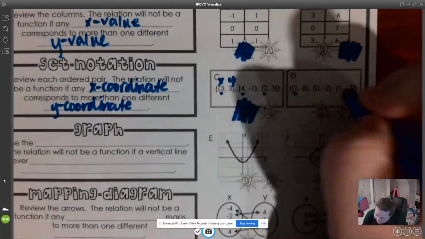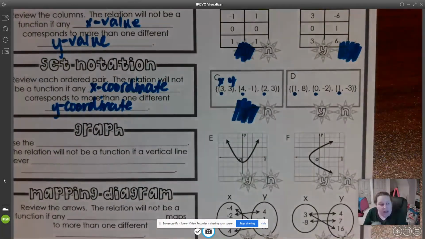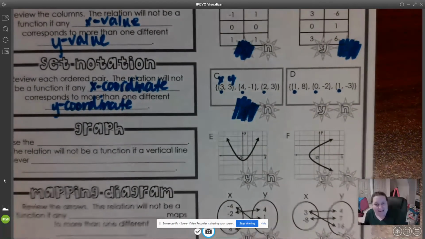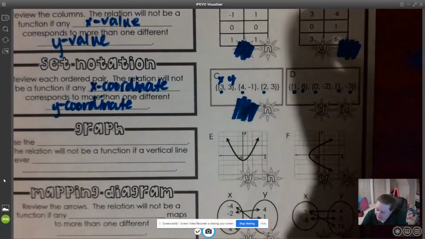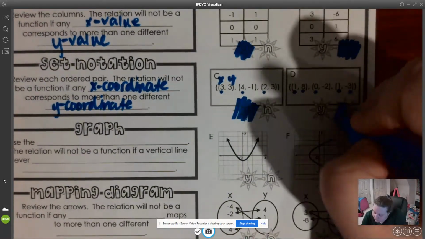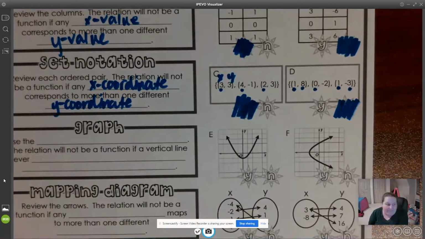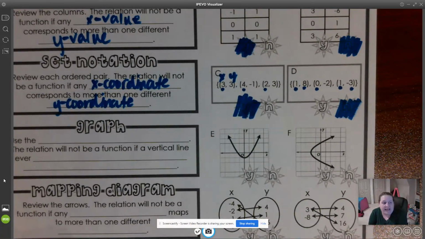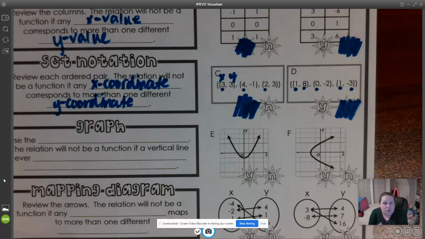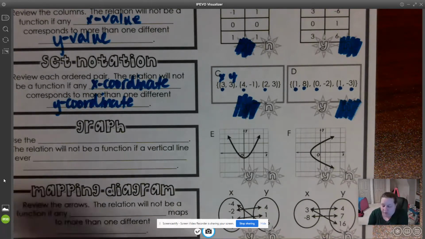I've got 1, 0, 1. Now, because 1 is being repeated, I need to look at their outputs. So I have 8 and 3, -3. Those are two different numbers, so that is not a function. Once again, that's like hitting 1 on a vending machine and getting out two different snacks. Great for us, something wrong with the machine.